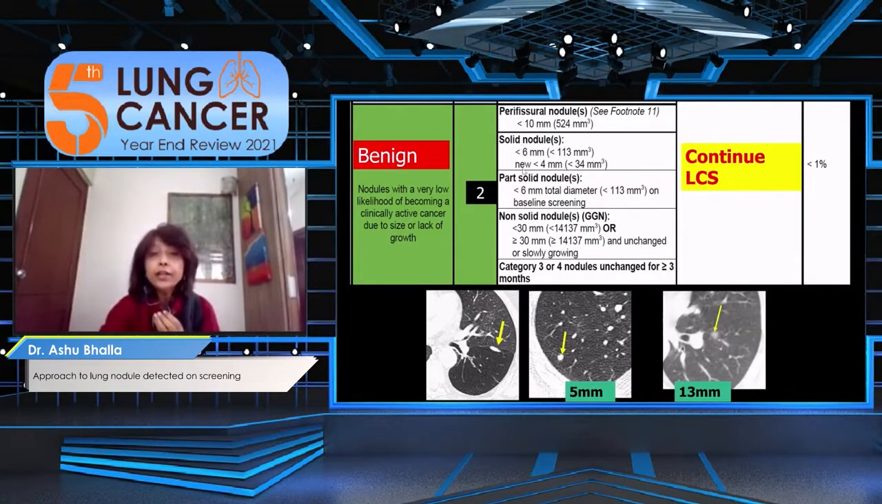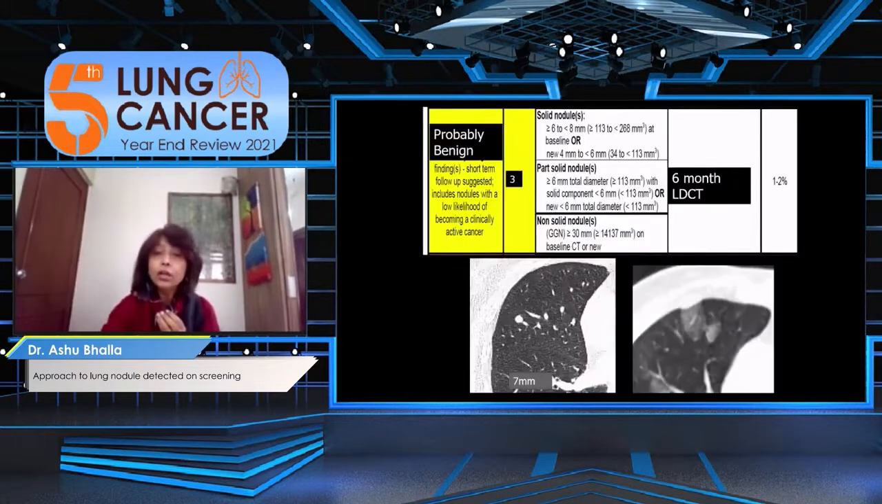But if you notice, when there is a new nodule, this 6 mm drops to 4 mm. So if there's a new nodule which you have detected, then 4 mm is also significant. Similarly, the category 3 or the indeterminate ones, with the 1 to 2% likelihood of being cancer, go in size category 6 to 8 mm.